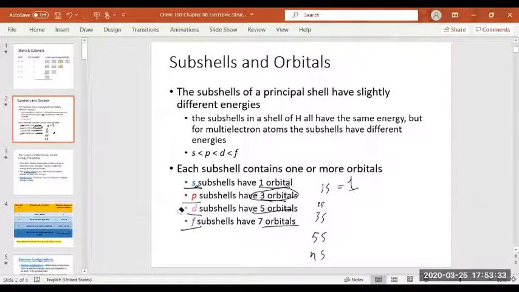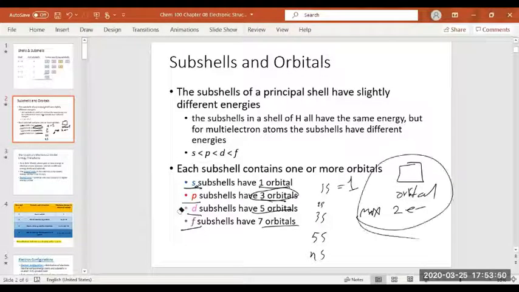Don't forget, in each orbital the maximum will be 2 electrons. It could hold 1, or 0, empty, or 2, but not more than 2 electrons. So you can say here, for example, s, the maximum 2 electrons. p, 6 electrons, because 3 orbitals times 2. 5 for d, so it will be 10 electrons. 7 orbitals for f, so it will be 14 electrons.